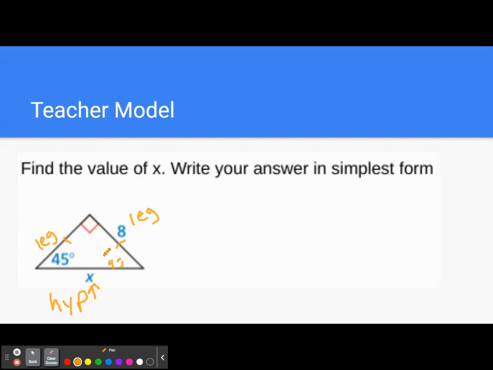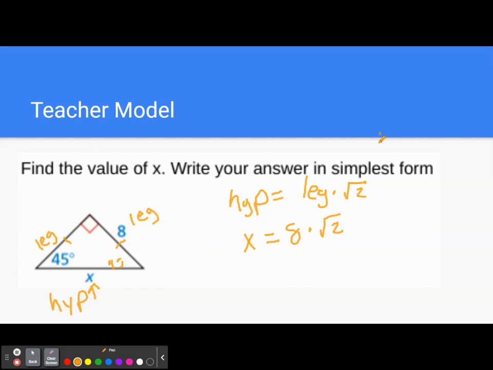Okay, so next thing you're going to do is write the formula down. So you need to write hypotenuse equals the leg times the square root of 2. Well, the hypotenuse is x, so for hypotenuse I'm going to plug in x equals the leg, I plug in 8 times the square root of 2.